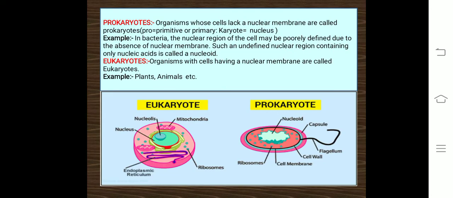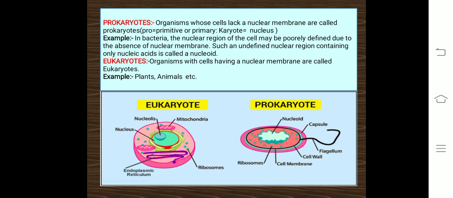Depending upon the nuclear membrane, organisms are divided into two categories, prokaryotes and eukaryotes. Prokaryotes are those organisms whose cells lack a nuclear membrane. The word pro means primitive or primary and karyote means nucleus. For example, bacteria. In bacteria, the nuclear region of the cell may be poorly defined due to the absence of a nuclear membrane. Such an undefined nuclear region containing only nucleic acids is called a nucleoid.